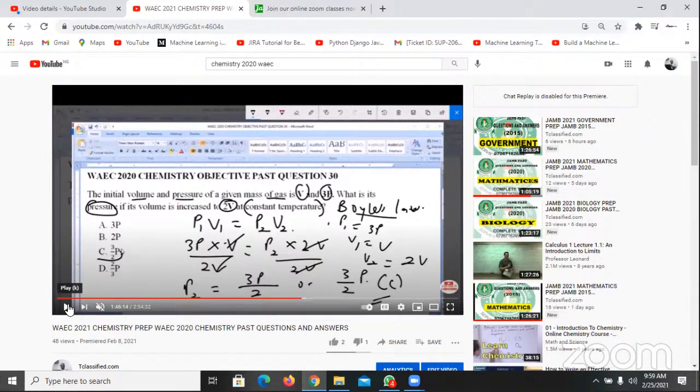Okay, so let's read number 30. It says the initial volume and pressure of a given mass of gas is V and 3P. What is its pressure if its volume is increased to 2V at constant temperature? A, 3P. B, 2P. C, 3 over 2 P. D, 2 over 3 P. And the formula for this is P1V1 equals P2V2.